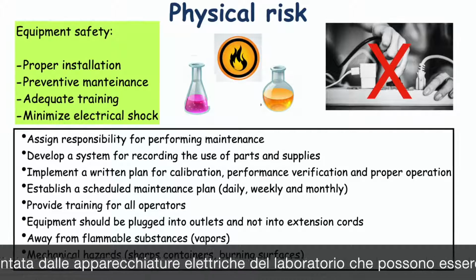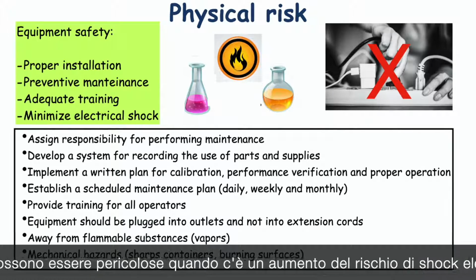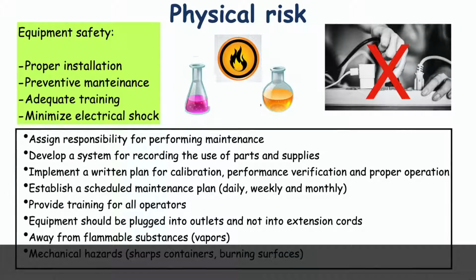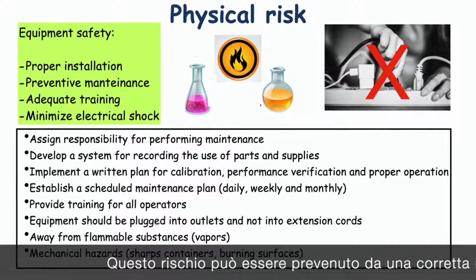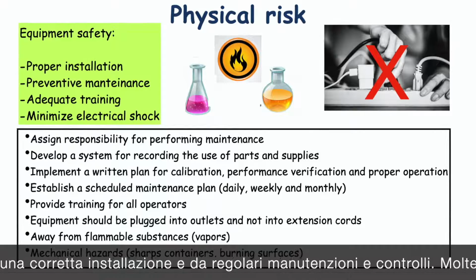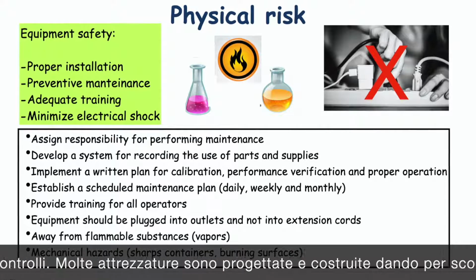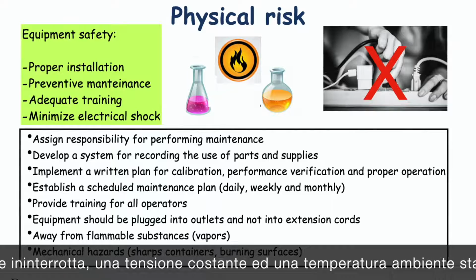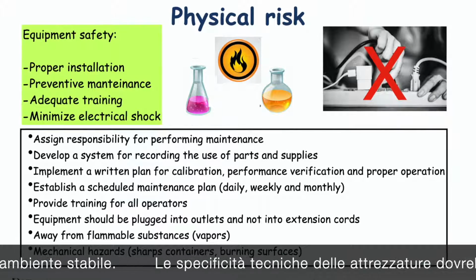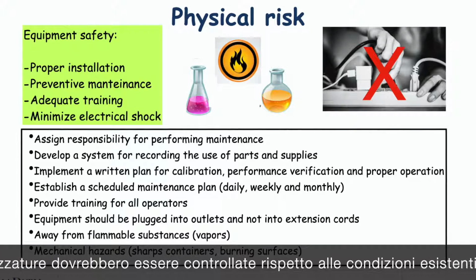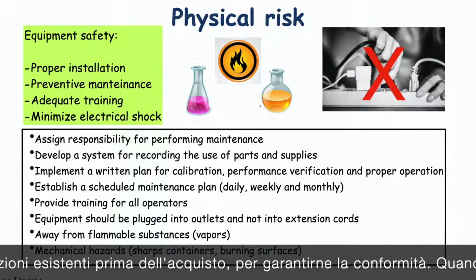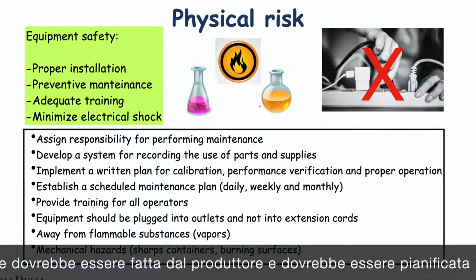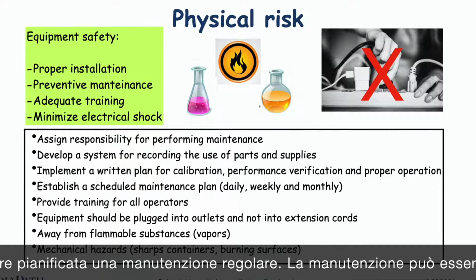A possible source of injuries is represented by the electrical laboratory equipment, which can be dangerous when there is an increased risk for electrical shock. This can be prevented by proper installation and regular maintenance and controls. Many pieces of equipment are engineered and manufactured assuming certain parameters such as uninterrupted power supply, consistent and constant voltage, and stable ambient temperature. Technical specifications of equipment should be checked against existing conditions prior to procurement to ensure compliance. Whenever possible, installation of equipment should be done by the manufacturer and regular maintenance should be planned.